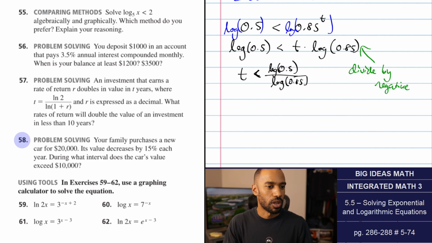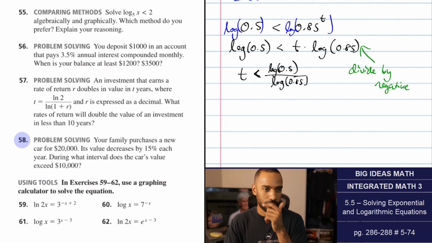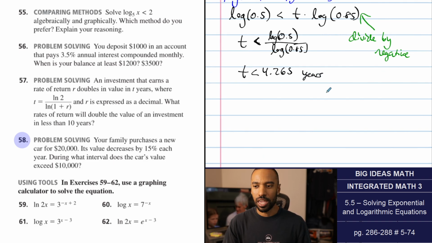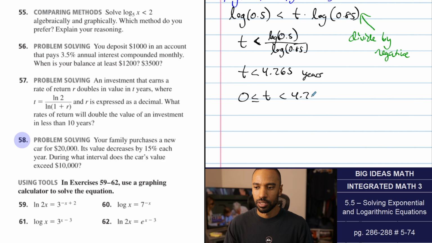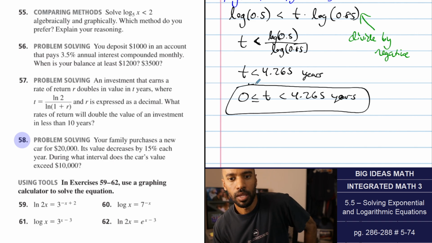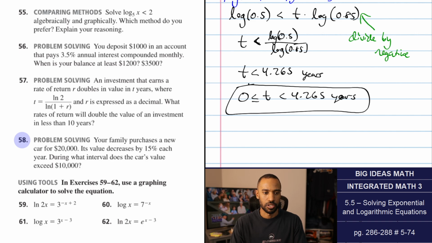Okay, so let's do log of 0.5 divided by log of 0.85. And you know what? Me doing it another way that I was thinking of being clever with my writing would have actually revealed that, because it would have given me negative answers. So this is 4.265. T is less than 4.265 years. So it needs to be within, it says during what interval? Between 0 years and 4.265 years, obviously from when it starts to then. It's still above $10,000 at that stage.